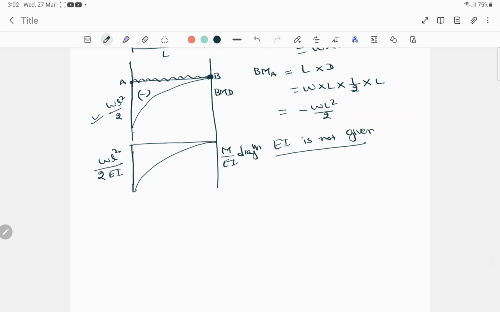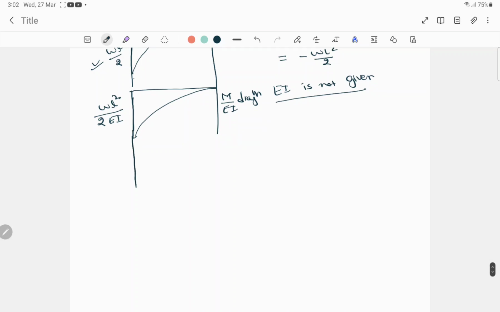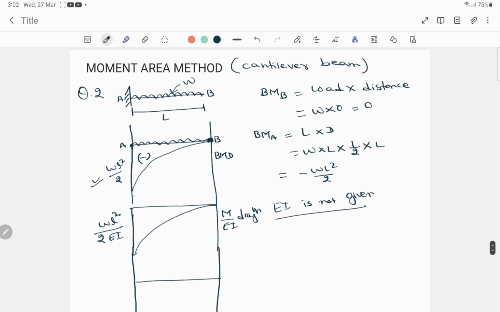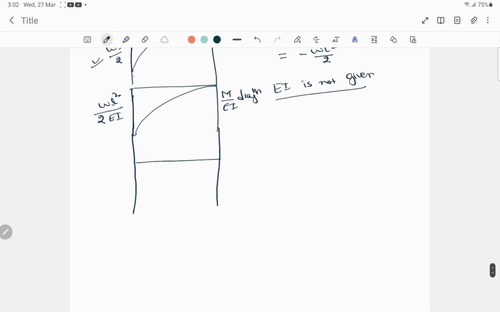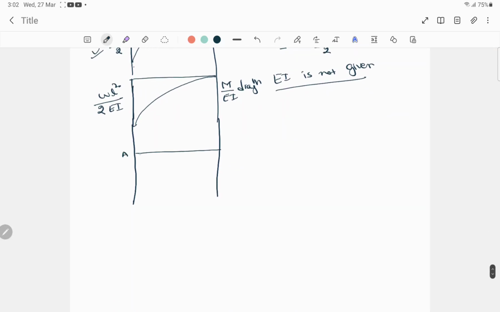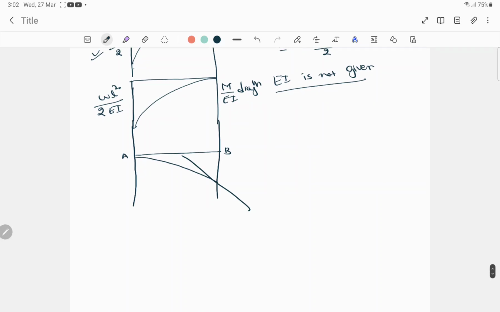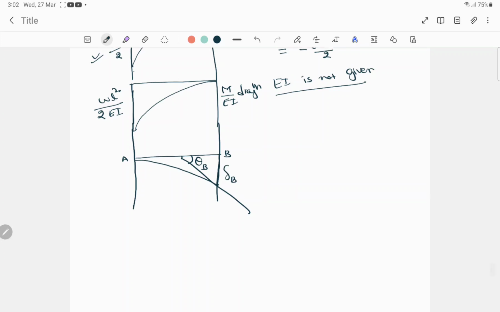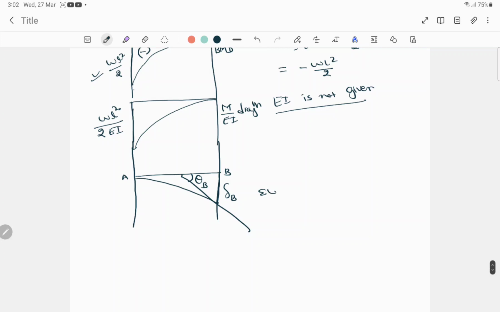Now the next thing is we have to draw the elastic curve. The elastic curve for this beam will be like this, from A to B. One tangent will be there, and this will be the slope at B, and this is the deflection at B. This is the elastic curve.